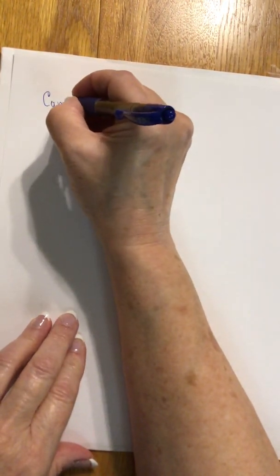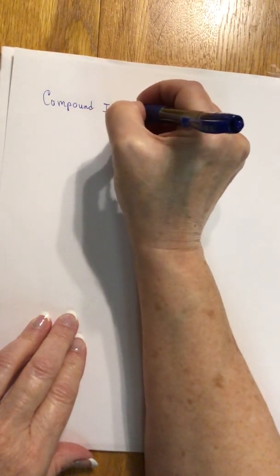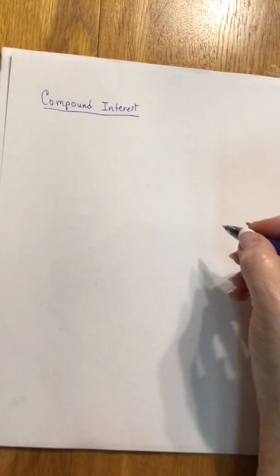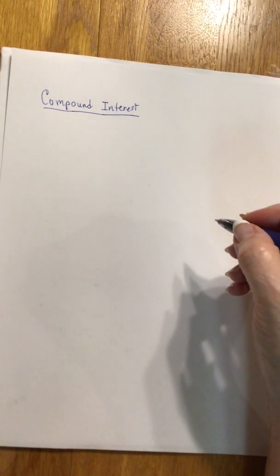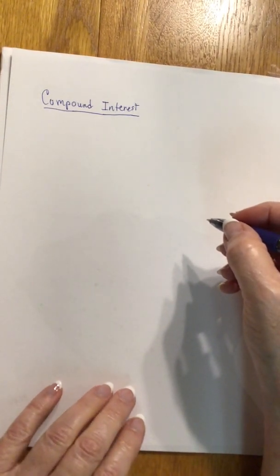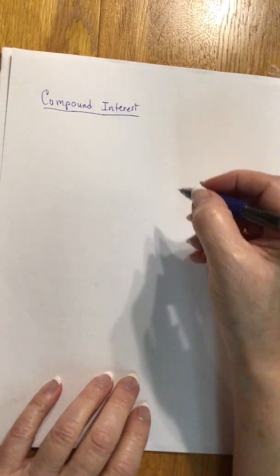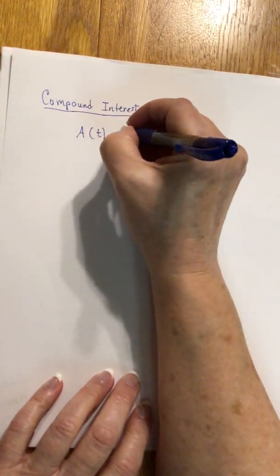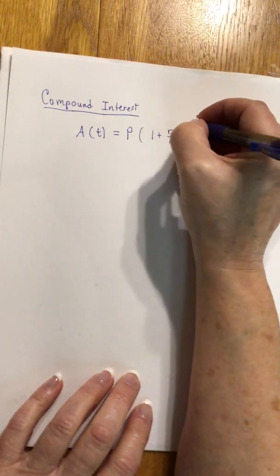So we're going to talk about compound interest. Now, if you have a savings account at the bank, then you get interest on your account. Interest is the amount of money they give you for using your money. So in this case, we're going to talk about interest calculated a number of times per year. We'll talk about that in a second, but let me write the formula down first. A(t) equals P(1 plus r over n) to the nt.